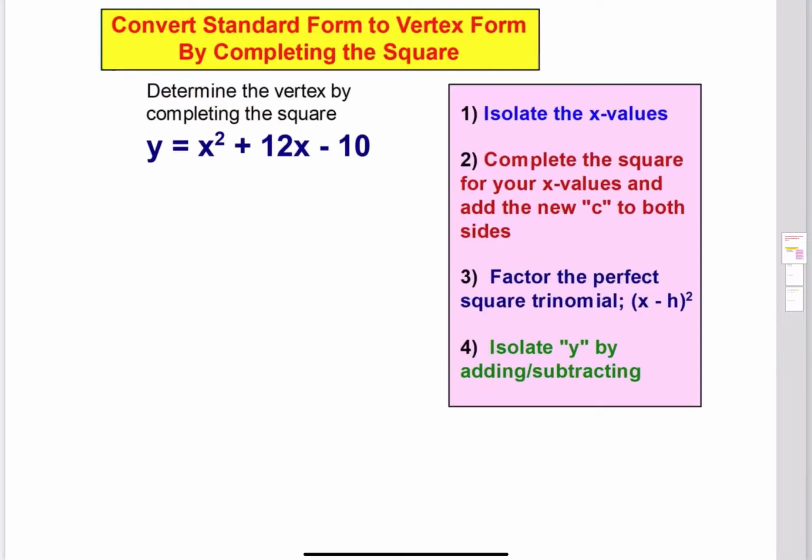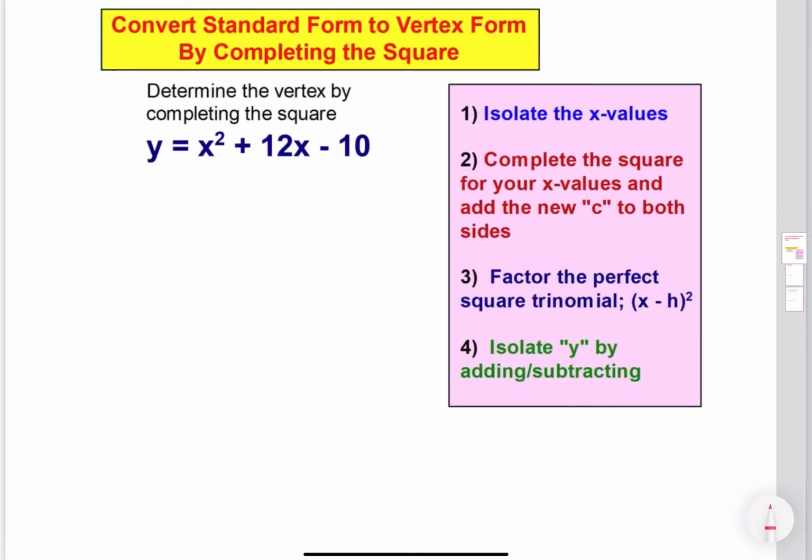So here we've got our equation, y is equal to x squared plus 12x minus 10. And I wrote out these steps here on the right, and we're going to follow these steps in order to get this into vertex form. The first thing it says is to isolate the x values. That means we want to get that x squared and that 12x by itself. So I need to get rid of that minus 10.